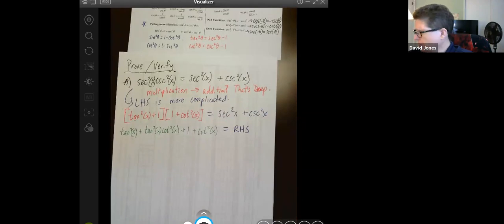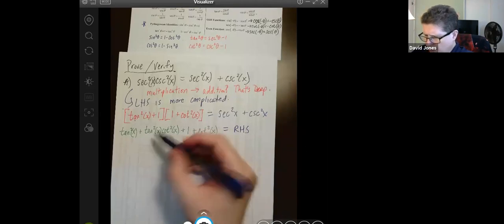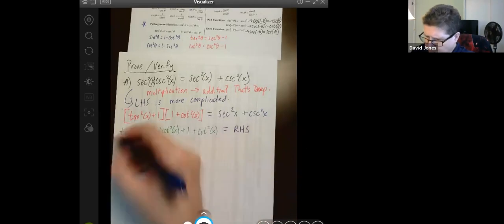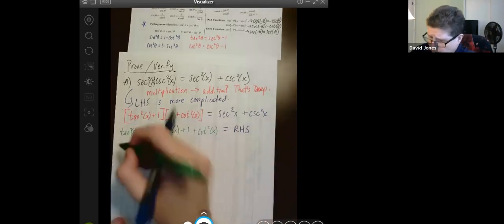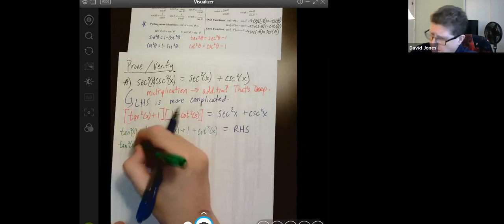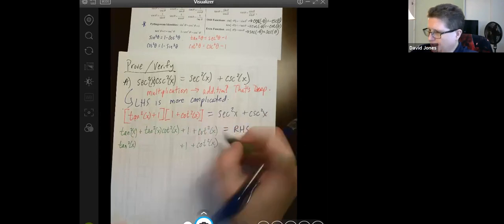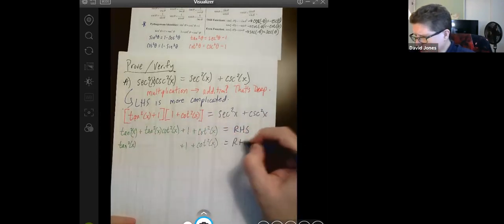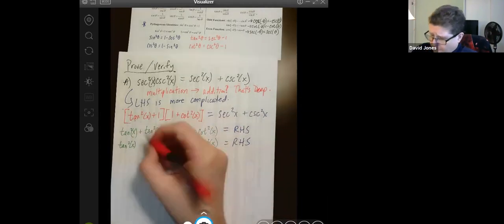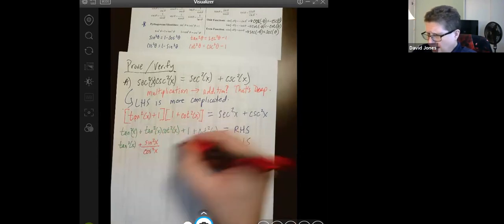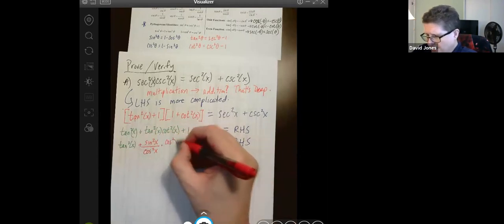Well, what do we got here? What's going on right here? That one looks kind of messy. So I'm going to fiddle with that. Let's turn it to sines and cosines. I got sine squared x over cosine squared x, and cotangent squared is cosine squared x over sine squared x.